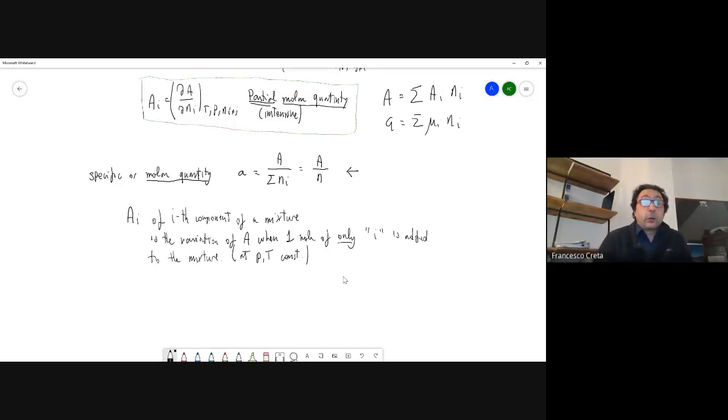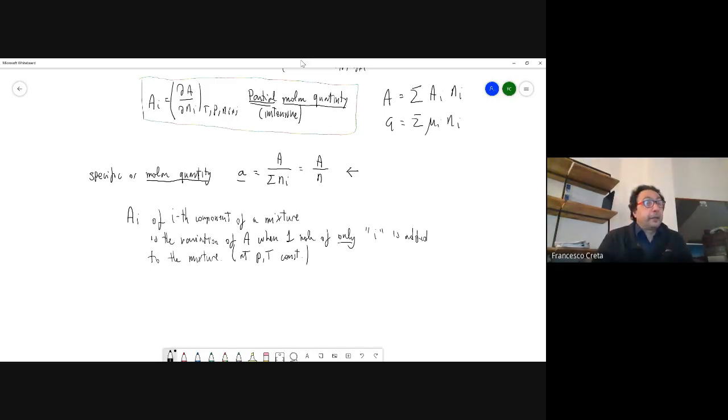Because this lowercase a is essentially the quantity of A per unit mole of the whole mixture. So considering all of the other components.